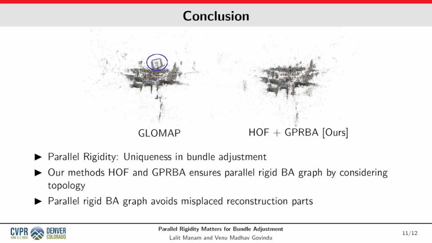Our method ensures that we obtain a parallel rigid BA graph by considering its topology through the view graph. And parallel rigidity of a BA graph avoids misplaced reconstruction parts as seen from the results.